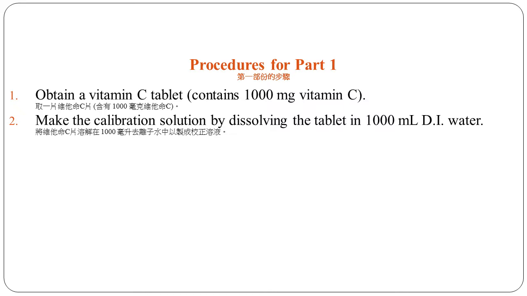Here are the procedures for part 1. Step 1. Obtain a vitamin C tablet which contains 1000 mg vitamin C, and then make the calibration solution by dissolving the tablet in 1000 ml of DI water. Let's see a video.